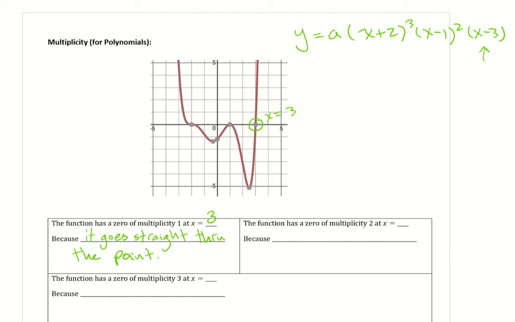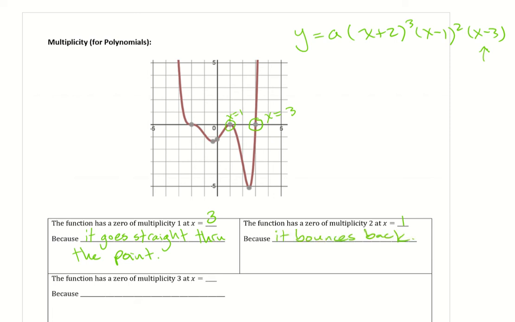That only happens for multiplicity 1, so it goes straight through like that. Multiplicity 2 looks different. If you have something that's a multiplicity 2, or we'll see later, any even number, it's going to bounce back like a parabola. And that makes sense, right? Because the sign's not going to change when it goes from negative to positive or positive to negative. So our multiplicity 2 is at x equals 1, and we know that because it bounces back.